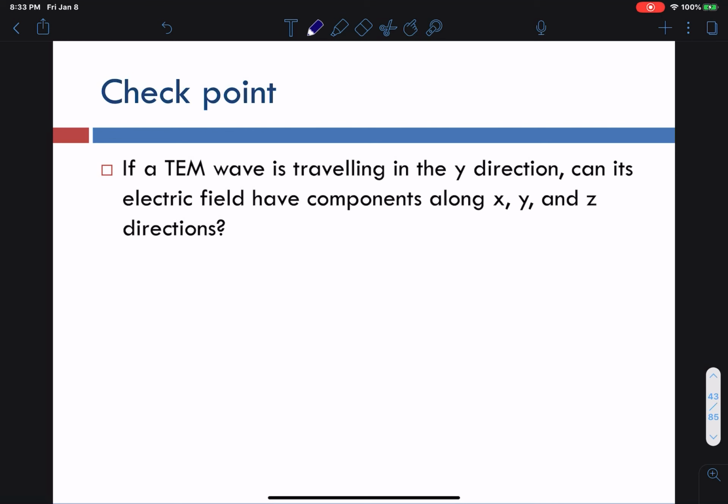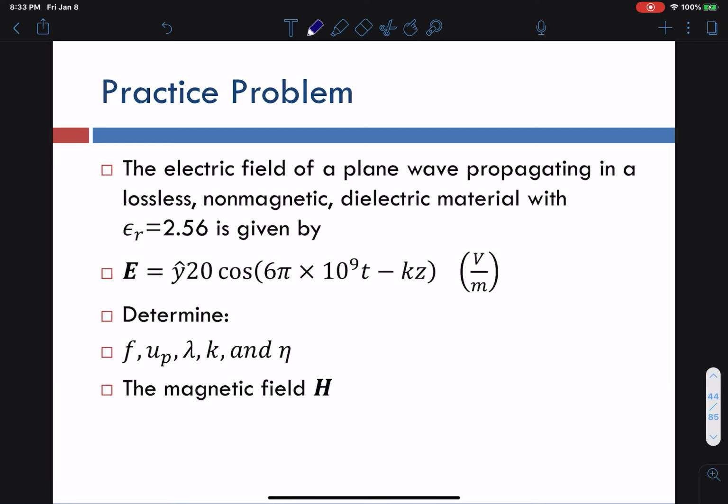This is a checkpoint. I'm going to ask you the question in class. If a TEM, transverse electromagnetic wave, is traveling in the Y direction, now remember we did all of this for the Z direction, can its electric field have components in the X, Y, and Z directions? If you understand the Z direction propagation, you should be able to answer this question. And also we're going to do a problem in the class.